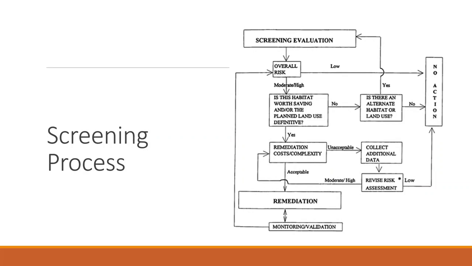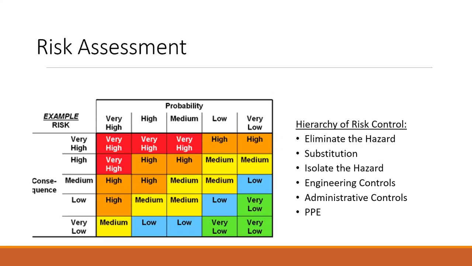Essentially, the overall risk was determined, and if it was moderate or high, it was decided if the habitat was worth saving for the desired land use. If yes, then the cost and risk analysis was conducted, and if no, an alternative was explored, and so the cycle continues. Next slide. This leads on to the next stage of site remediation, which is risk assessment.